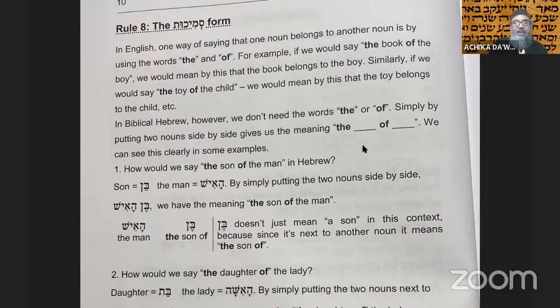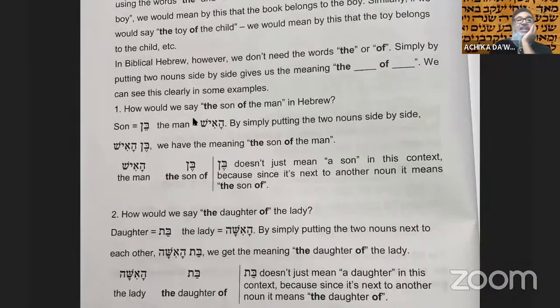They go together, okay? And they're going to give us some examples, so we're going to see this in some examples. One would say, how would we say the son of man in Hebrew? That's the question. How would we say that?